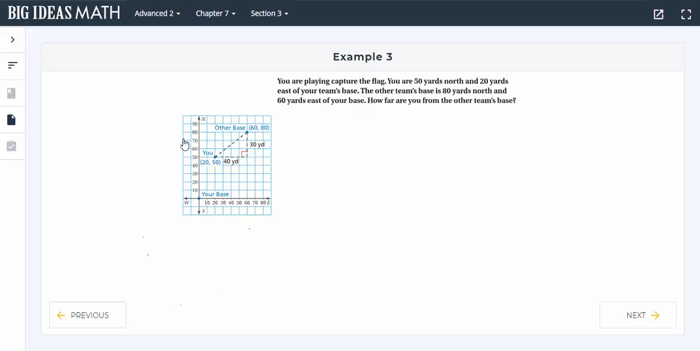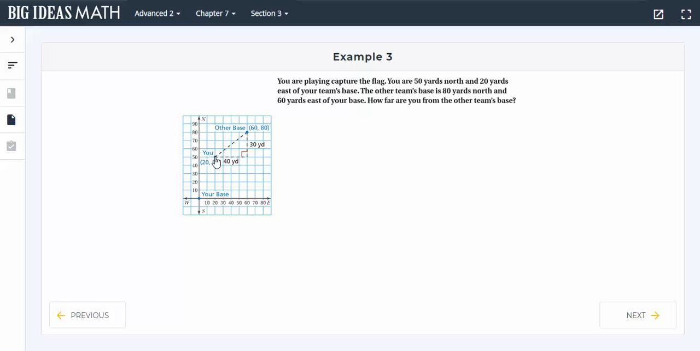So, first thing you should do, what they did here, is draw a coordinate plane, a Cartesian coordinate plane of the situation. Let the origin represent your team's base. And then it says you're 20 yards east and 50 yards north of your base, so you'd be right here. So x is 20, and the 50 is the y. So you're 20 yards east, 50 yards north.